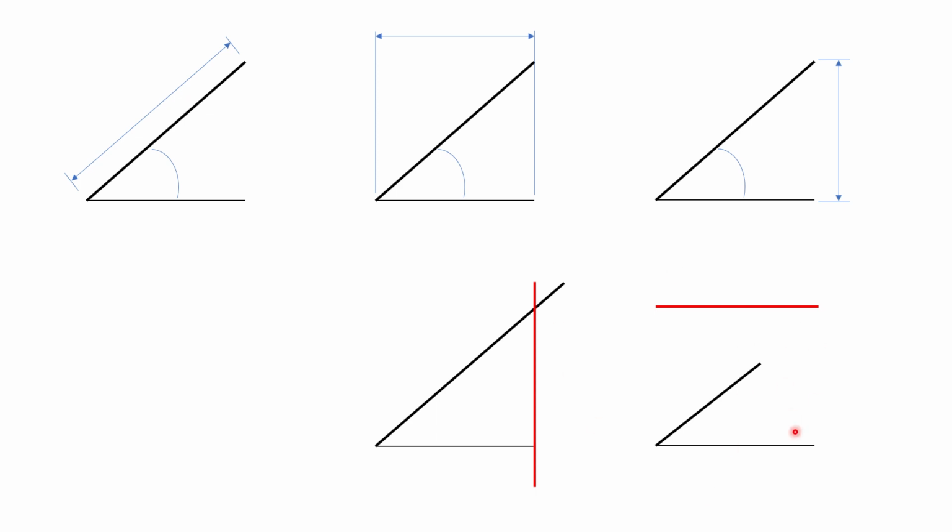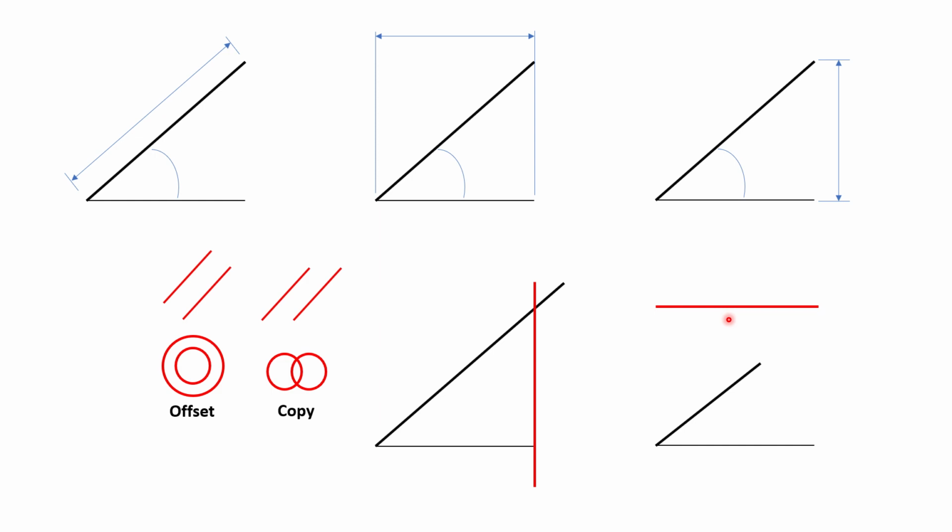Now, there are other functions that help you to do this type of work. For example, in here, if you have this line and you want to copy it, there's a command called copy, and this copy will do the same thing. It will just help you copy this up. And there's another command called offset, which does a similar thing. It will offset this line by a distance. So if this is a horizontal line, copy and offset work the same.